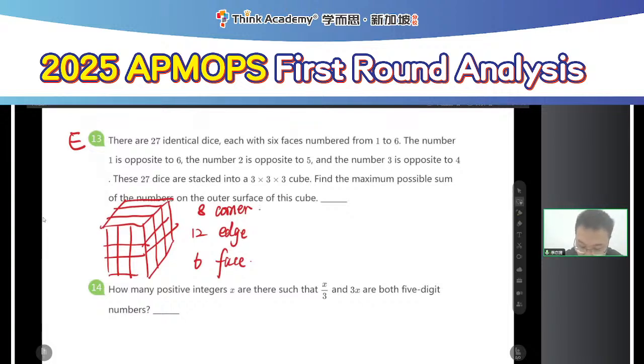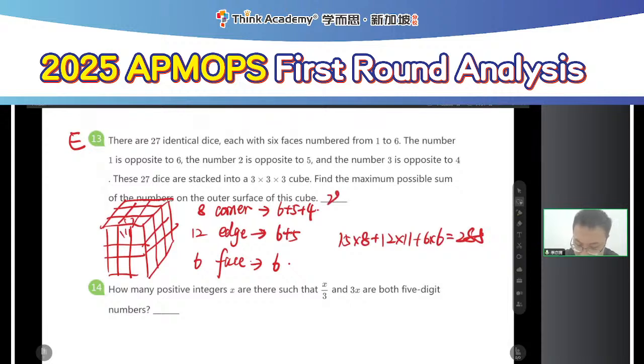For the corners, we can see 3 faces. We want to find the maximum sum, so we use 6 plus 5 plus 4. For edges, we can see 2 faces, so we use 6 and 5. For those in the center of the faces, we just use 6. So this is 15 times 8, 11 times 12, and 6 times 6, which gives 288. Even if it's the first time you see it, even if you didn't do the past year's paper, it should be an easy question.